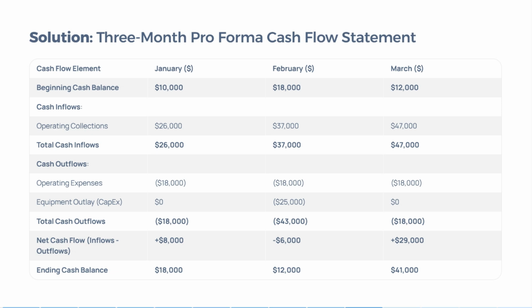This answers our qualitative question. February's cash balance declines despite rising sales because of the single upfront $25,000 equipment purchase combined with the 30% collection lag on credit sales.